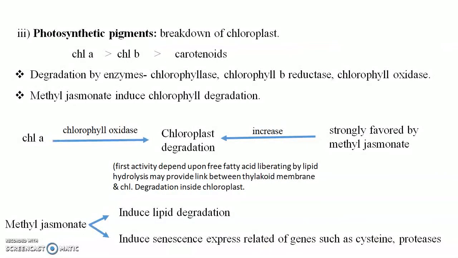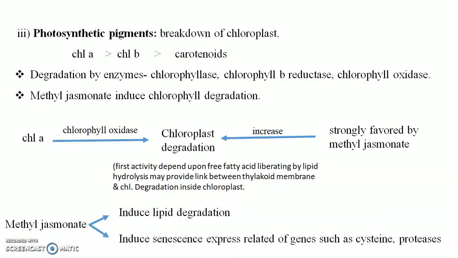Photosynthetic pigments. Breakdown of chloroplast occurs in order: chlorophyll A, then chlorophyll B, and then carotenoids. Degradation occurs by different enzymes such as chlorophyllase, chlorophyll B reductase, and chlorophyll oxidase.